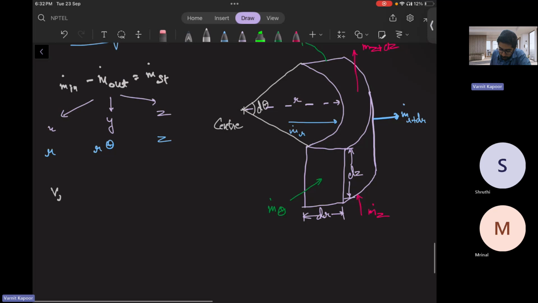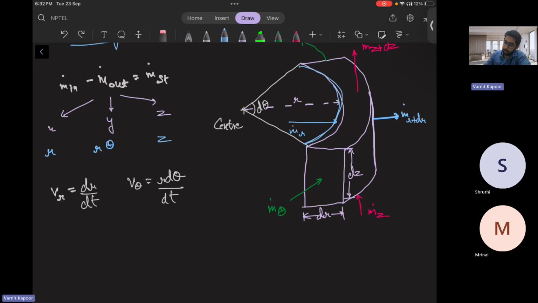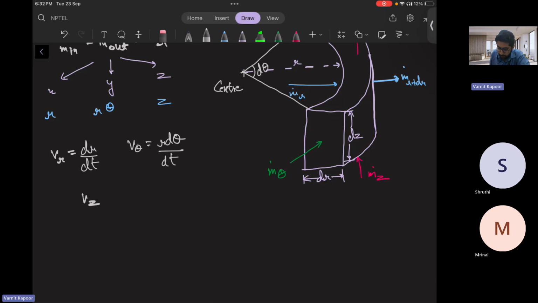So what do we write? Velocity in the R direction is written as dr by dt. Velocity in the theta direction is written as r d theta by dt, total distance upon total time. So distance is nothing but this arc. Theta is equal to L over r, so the length of the arc is theta into r. That is why I have written r d theta. And what is v of z? V of z is nothing but dz by dt.